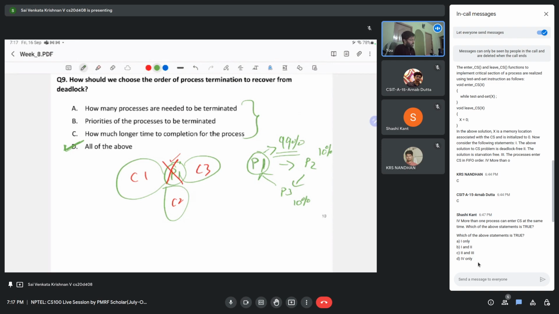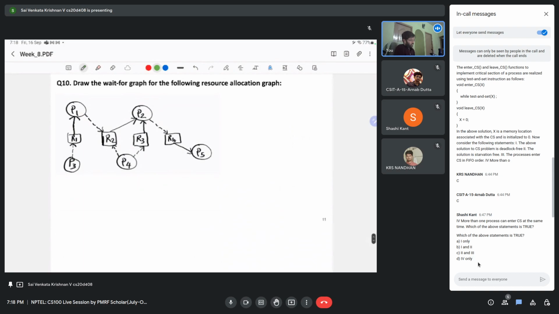So all these heuristics A, B and C would be useful, and a combination of these heuristics would be better when we have to choose the order of process termination to recover from deadlock and break the cycles. So any doubt in this question? Option D is the correct answer, all of the above. So if no doubts, then we'll move to the final question.